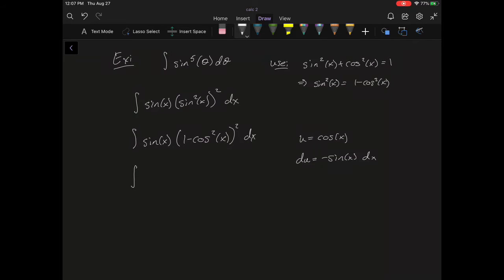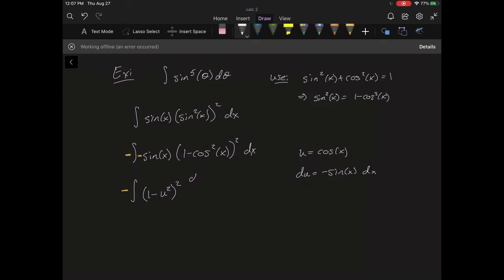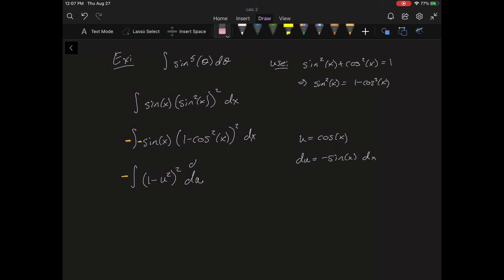Now we have a sine of x, but we don't have a negative. So let's just throw a negative in there. We're just multiplying by a constant. And what we do on the inside of the integral, we have to do on the outside with a constant. So we pull that negative to the outside. So we get negative integral of 1 minus u squared du.